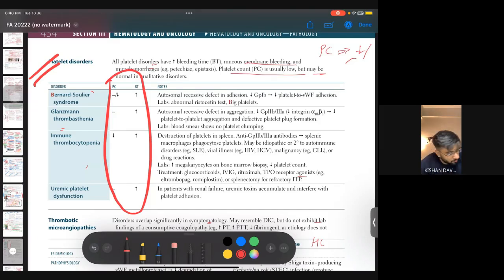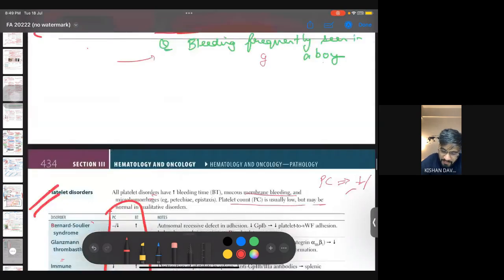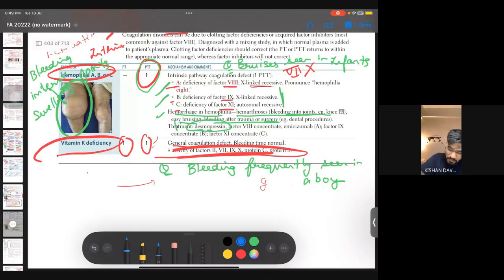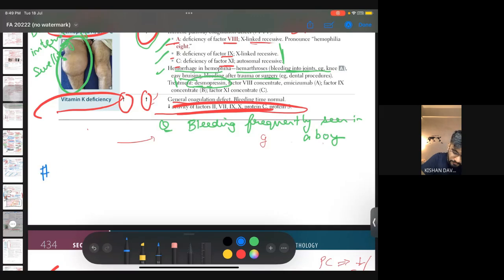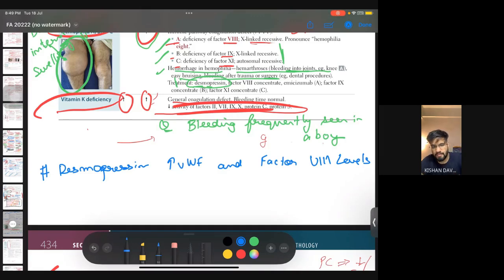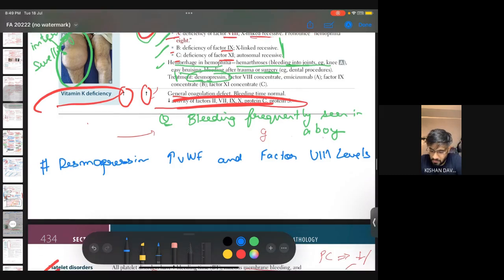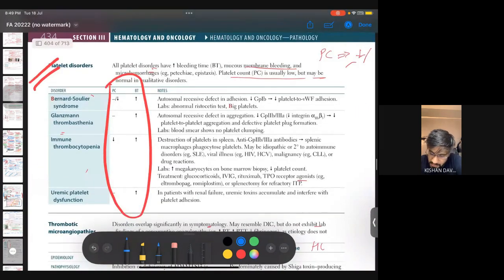And what are the extra points I wanted you to write down? Yeah, here we have written that we will give desmopressin for treatment. So write down one point. Desmopressin increases VWF and factor 8 levels. Okay, desmopressin increases VWF and factor 8 levels. You need to keep this in mind. Okay, so this is important. Let's move on to these disorders.